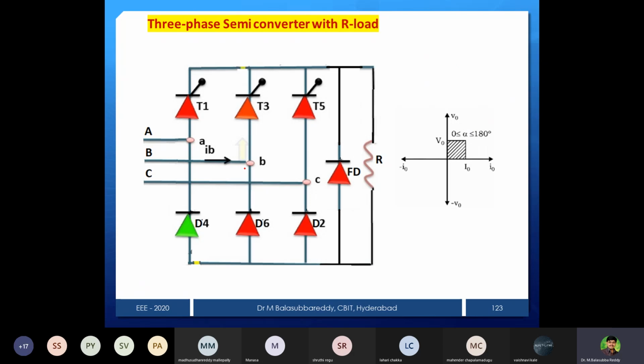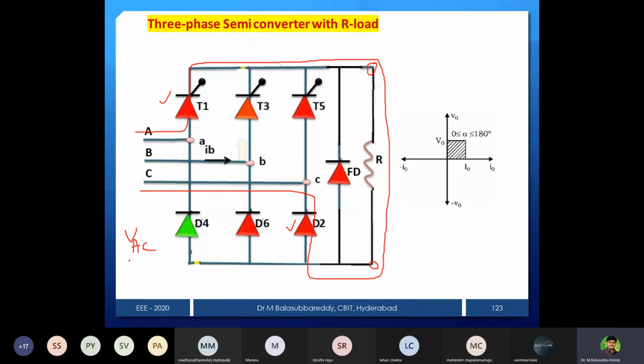Now, why is the output line to line voltage, whereas in the midpoint case it is a phase voltage? Suppose any two devices are conducting; at what instant which device conducts we will discuss after this. At the moment, let's consider T1 is conducting and D2 is conducting at some particular instant. If T1 and D2 are conducting, what is your output voltage? If T1 is conducting, current passes from A phase through T1, then to the R load, then through D2 and out. Where the load is connected, one end is connected to A phase and the other end is connected to C phase. Then what is our output voltage? VAC.